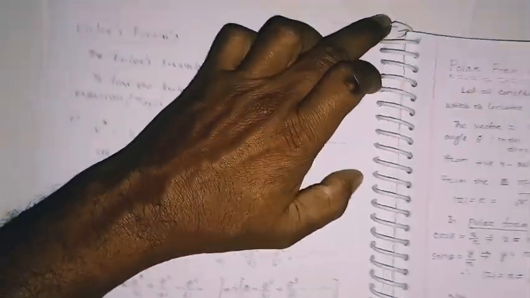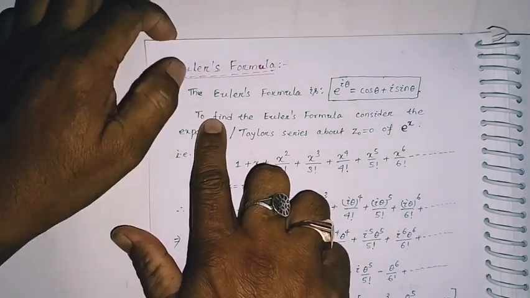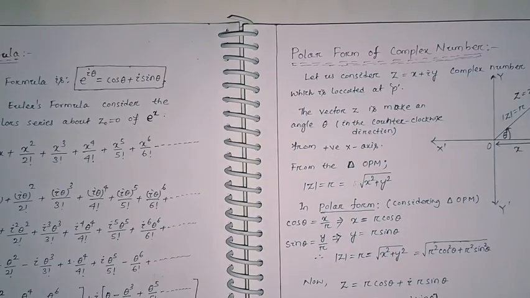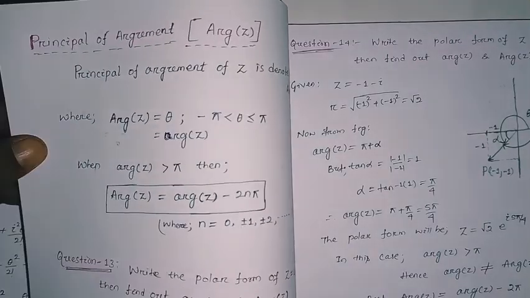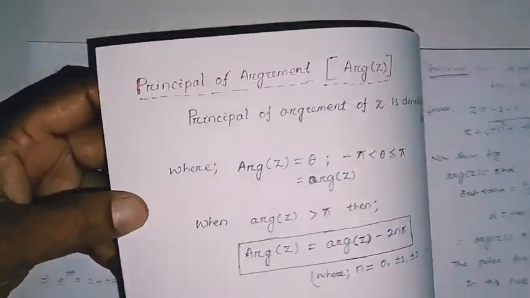Now, lecture number 2. In our next lecture we are going to discuss Euler's formula, the polar form of a complex number, the principle of argument, and some numericals.